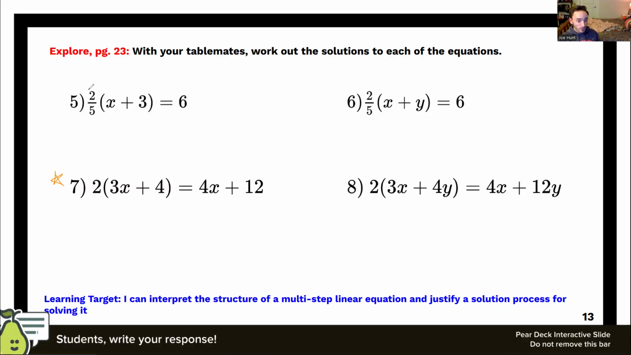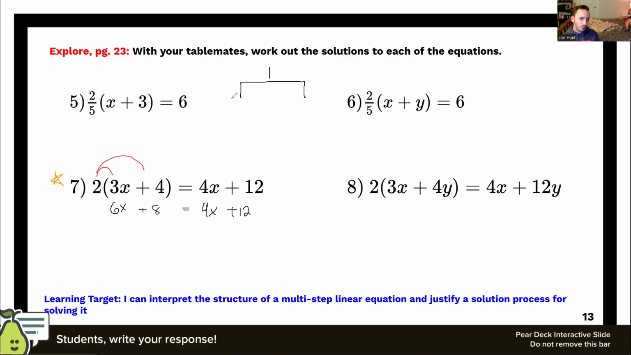If I'm trying to solve number 7, I could definitely do this one with a hanger diagram the more I look at it. But what I might want to do is distribute this too, just to get that step out of the way, right? If I do 2 times 3x, I'm going to have 6 x's. If I do 2 times 4, I'm going to have plus 8 with it. And then it's going to be equal on the right-hand side to 4x plus 12.